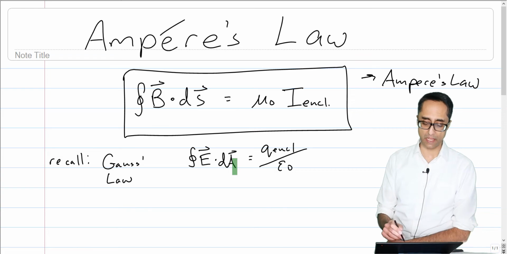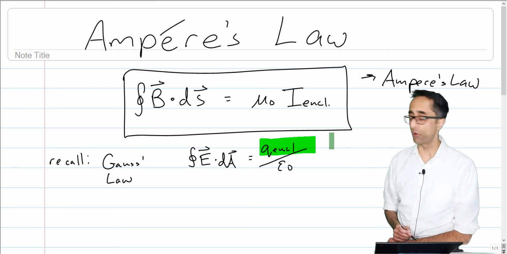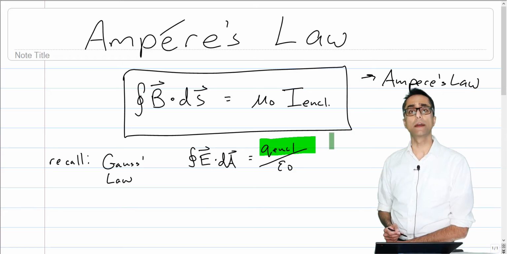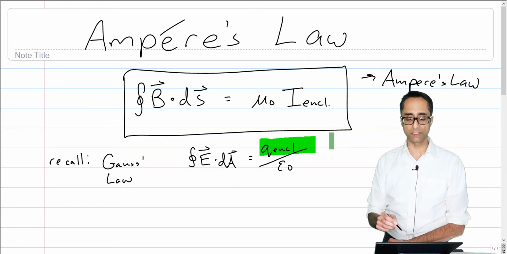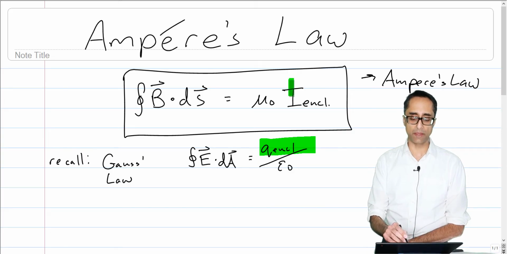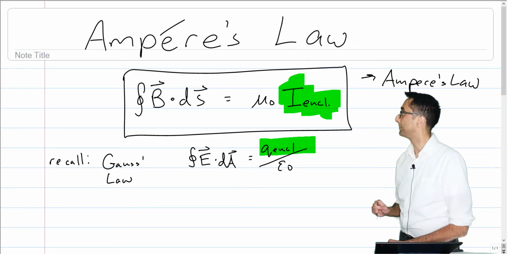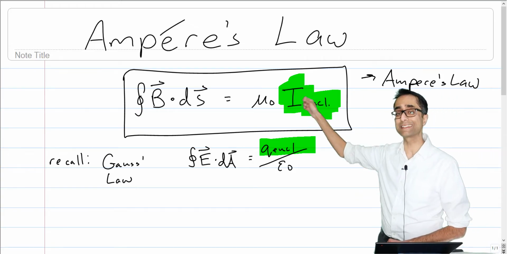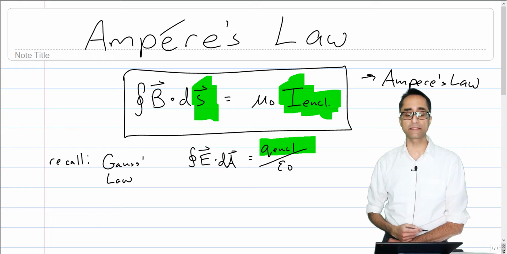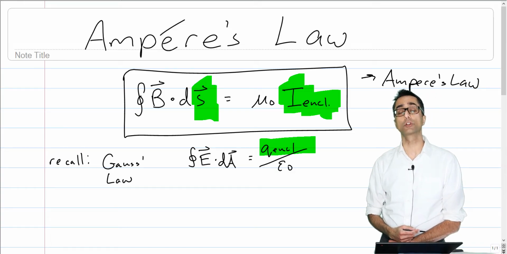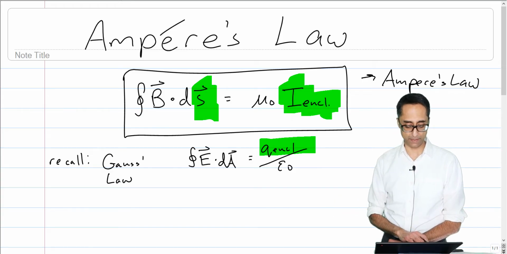Let's look at the other side of it. We've got our Q enclosed over here that showed us how much charge was inside our Gaussian surface. And we can compare that to I enclosed. And again, we have the enclosed term here, meaning that our current I is going to have to be inside whatever this is. It's going to be the amount of current inside that Amperian path or whatever it ends up being.